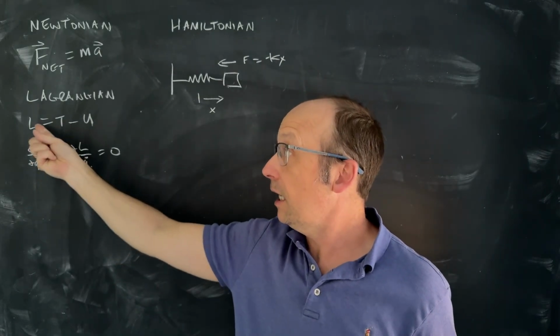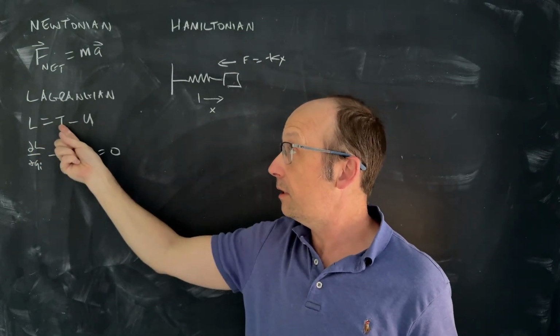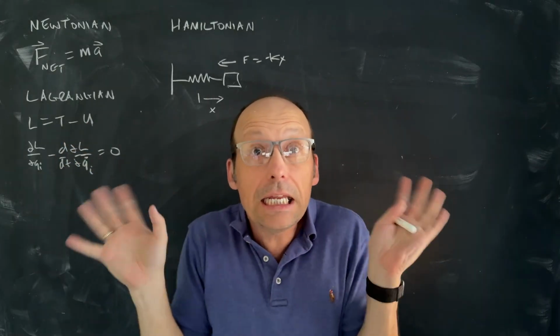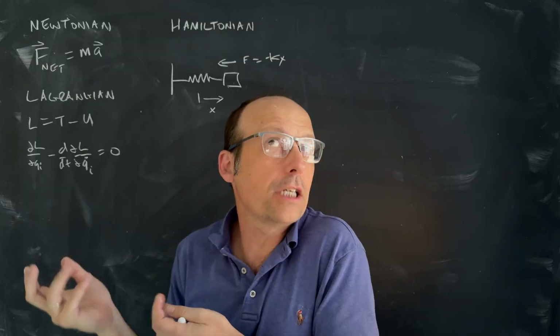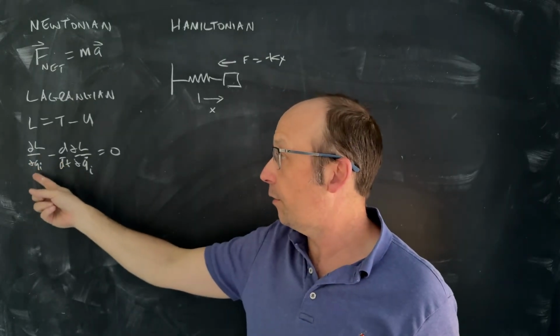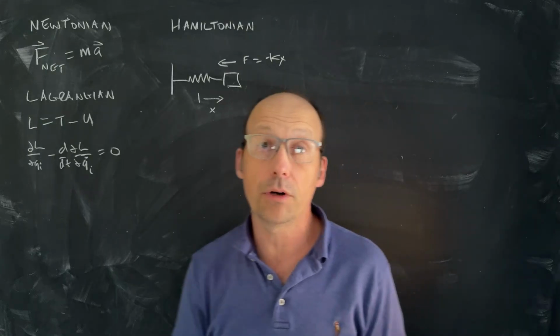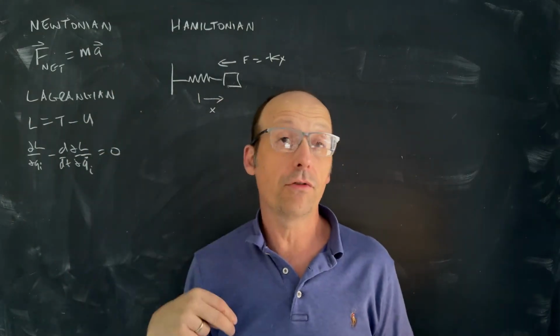So this says that if there are some variables in this kinetic energy and potential energy, q and q dot, and they can be really anything, any generalized coordinates, then the partial of L with respect to q minus the time derivative of the partial of L with respect to q dot is equal to 0. That gives us the differential equation of motion.